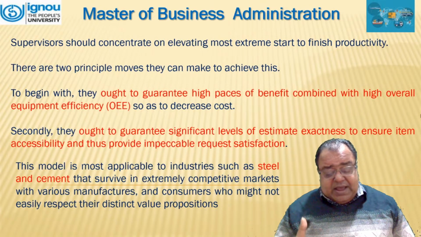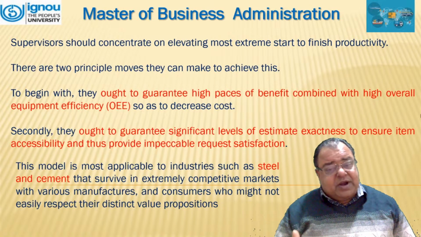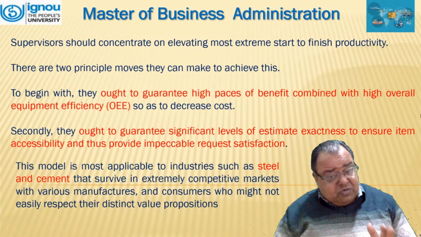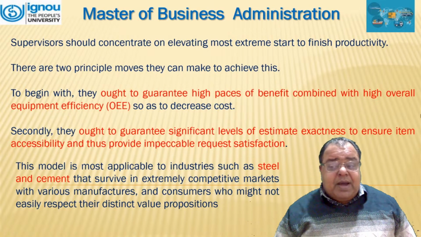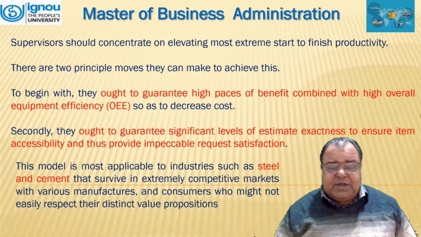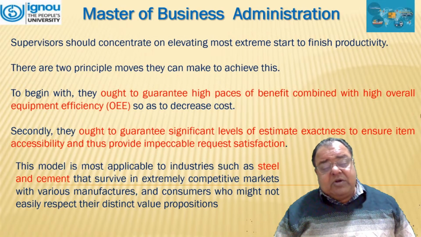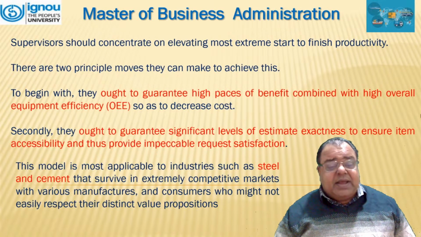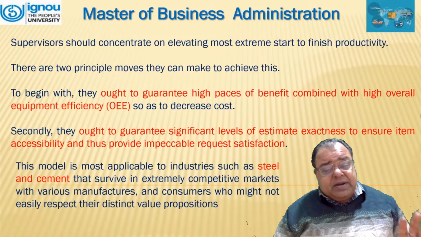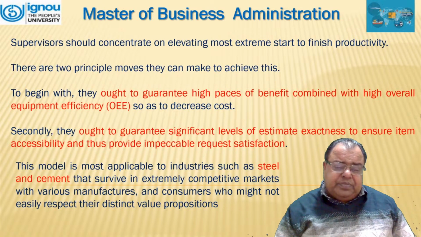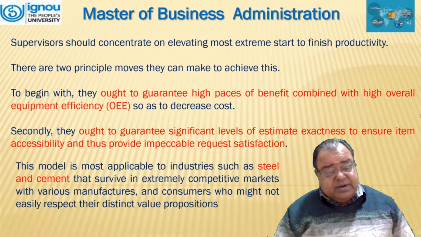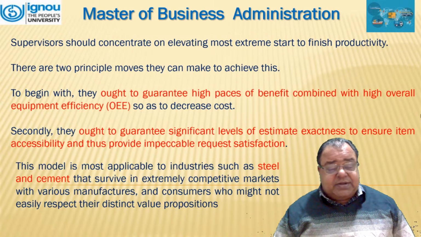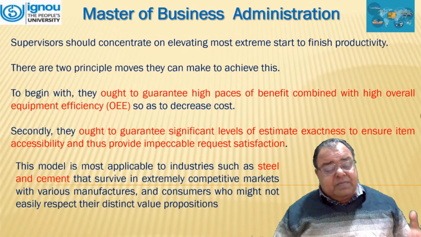Supervisors should concentrate on elevating maximum end to end productivity. There are two principles they can follow to achieve this. First, they ought to guarantee high rates of profits combined with high overall equipment efficiency, that is OEE, so as to decrease cost. And secondly, they ought to guarantee significant levels of forecast accuracy to ensure product availability and thus provide impeccable order fulfillment. This model is most applicable to industries such as steel and cement that survive in extremely competitive markets with various manufacturers and consumers who might not easily respect their distinct value propositions.